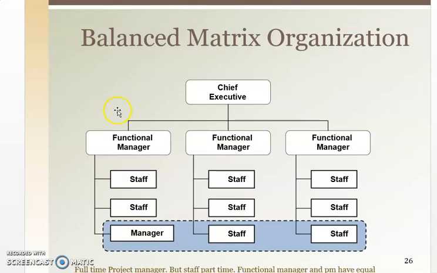In the balanced matrix, a full-time project manager is assigned under the functional manager, and he is working full-time on that. But staff members are part-time. Here, the functional manager and project manager have equal power. That is the peculiarity of this balanced matrix organization.